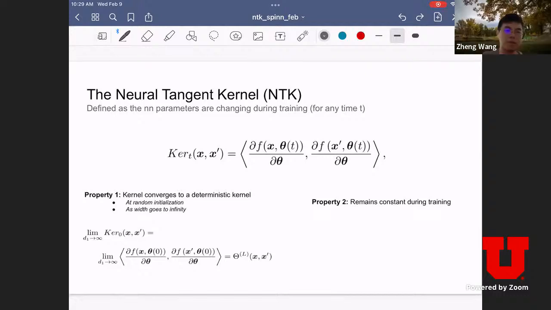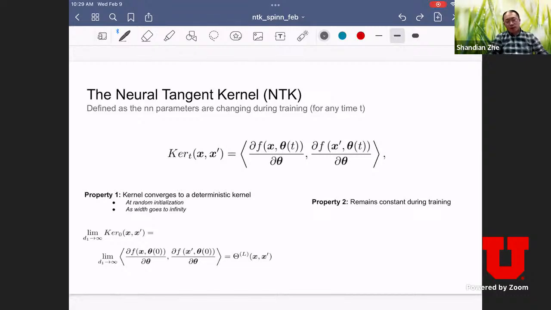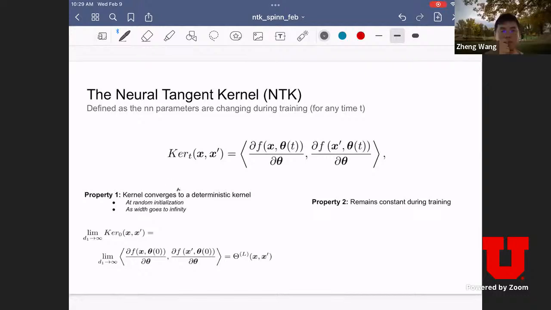Actually, in the original paper, the convergence here should be probabilistic convergence. The kernel converges in probability to a deterministic kernel. Okay, that makes sense. It's not a point-wise convergence. It's probabilistic. Convergence in probability or in distribution? In probability. It should be in probability. Okay, yeah, that makes sense.